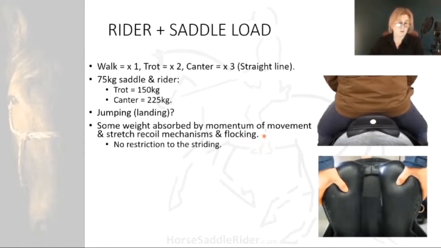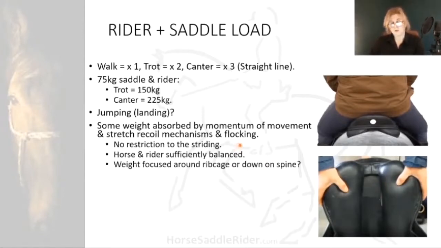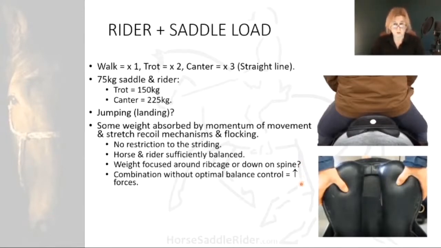And this weight absorption does depend on whether or not there's any restriction to the striding, because the compensatory gait can just send these measurements off all over the place. And it also assumes that the horse and rider are sufficiently balanced. And whether or not the weight is focused around the rib cage or down on the spine, so here, or whether the rider carries the weight off the horse's spine to a certain degree and more onto their thighs. Not easy to spot from the ground. And the combination without optimal balance control will generate greater forces generally.